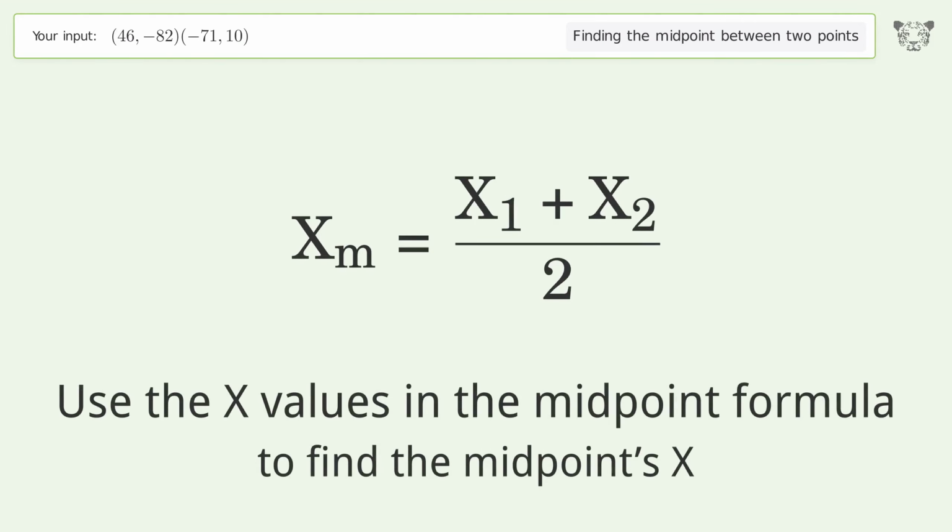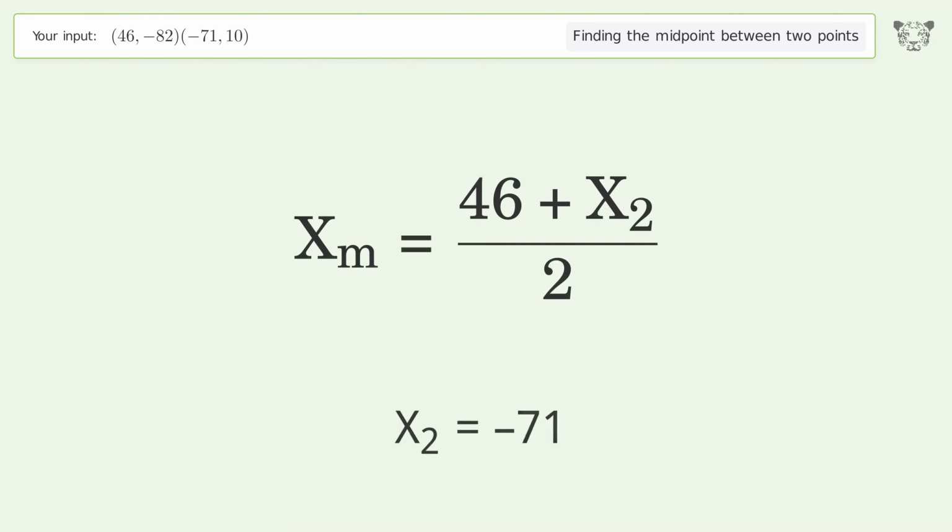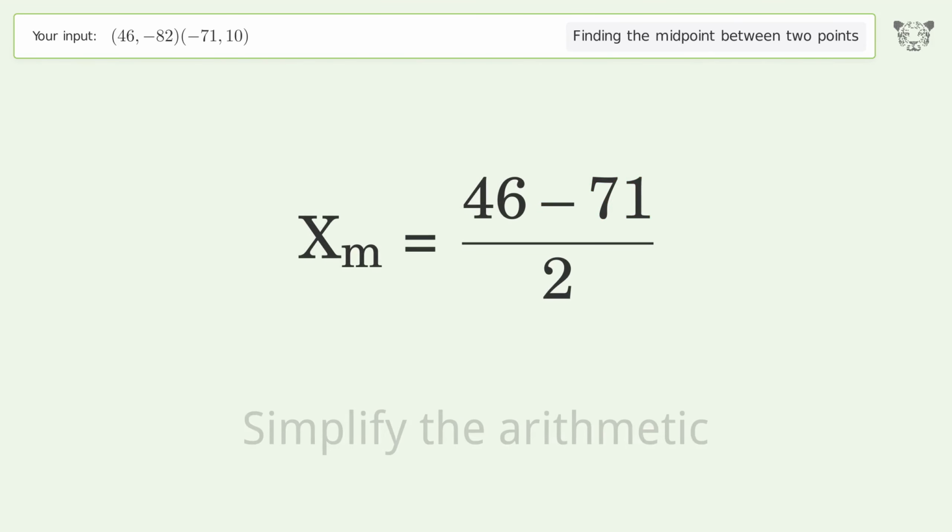Use the x values in the midpoint formula to find the midpoints x. x1 equals 46. x2 equals -71. Simplify the arithmetic.